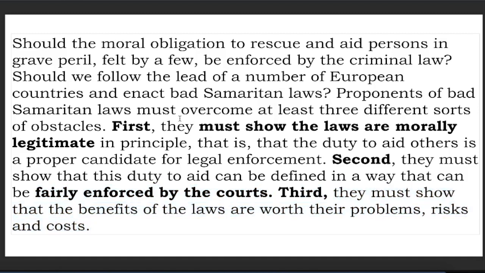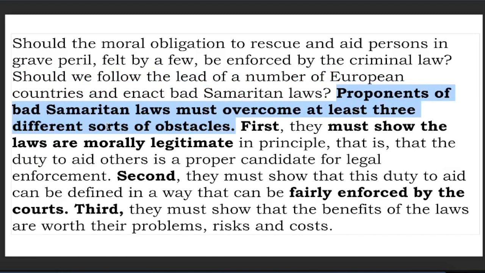Okay, great. So I see my story started with a question. Should there be a law like this? Should we follow the examples of Europe and enact this law? But then if you notice, the paragraph went into a very specific detailed territory. It said if you want to have this law, there are these three obstacles that you have to cross.